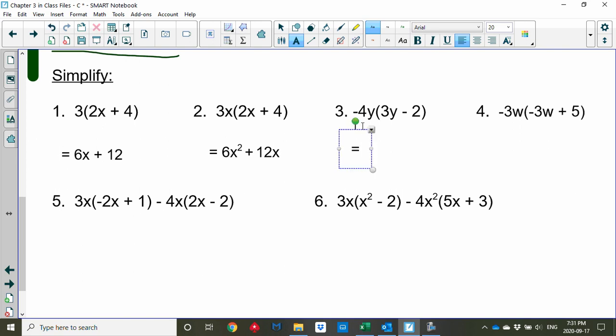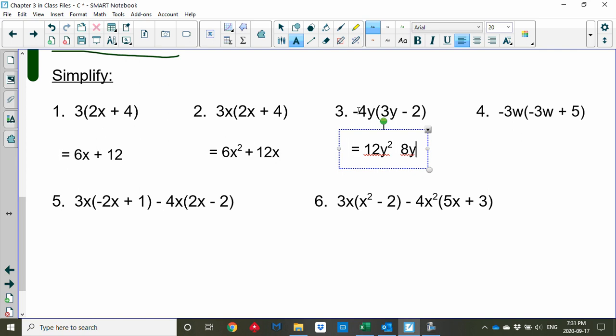Let's take a look at this next one. I'm going to start with an equal sign. Forget about this negative, forget about this sign. It's just 4 times 3 is 12. But y times y is y to the exponent 2. I move to the next one. 4 times 2 is 8. 1y here, no y's here, means 1 total.